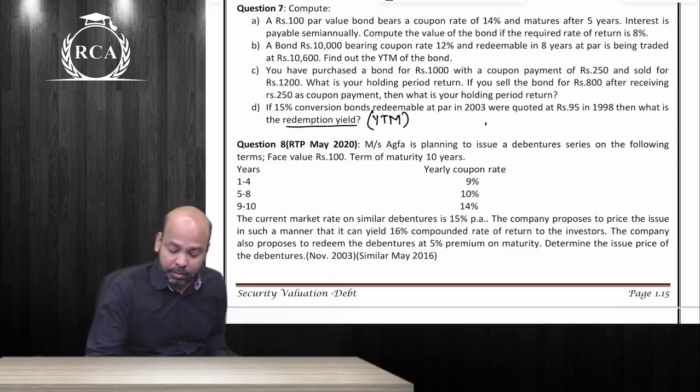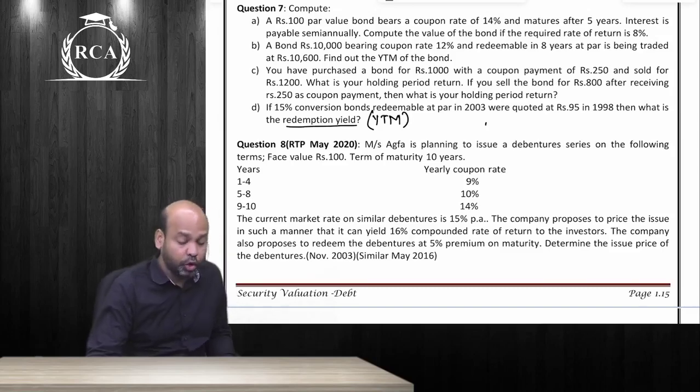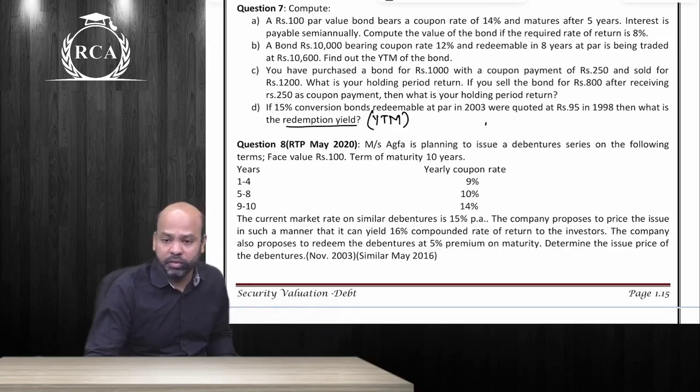So you're buying the bond at 95 rupees. That will be your purchase price. Annual coupon payment will be 15%. That will be 15 rupees. You will have to compute your YTM. How much will be your YTM, guys, here? 16.41%. 16.41% will be your YTM.